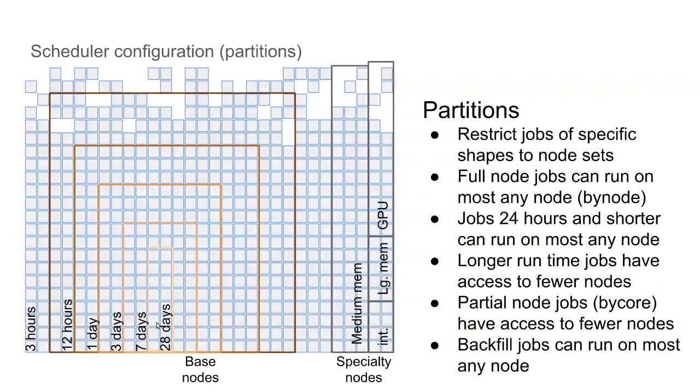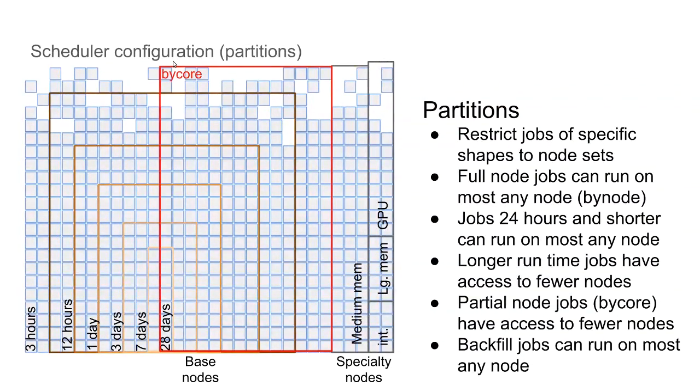For example, what we see here is if you're running jobs that are requesting 28 days, you get access to a very small subset of nodes. So this is very important in that not only is a 28-day job difficult to fit in the scheduler, for example, but it has access to very few resources to run.